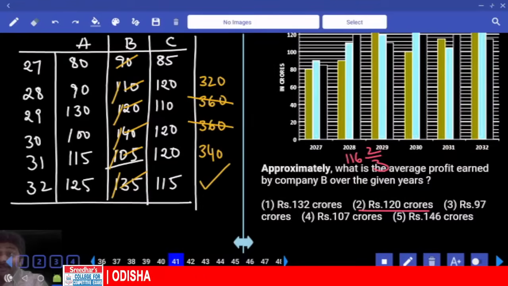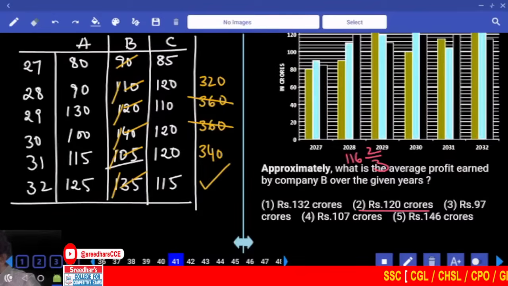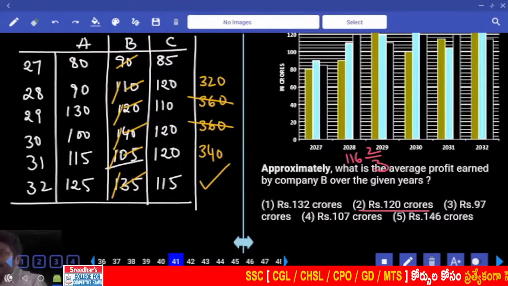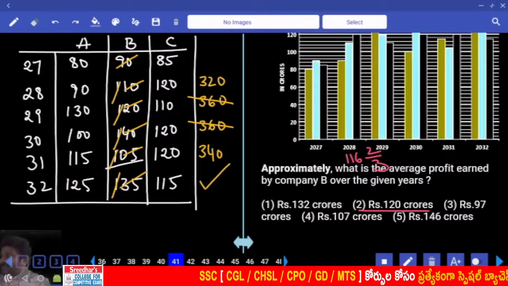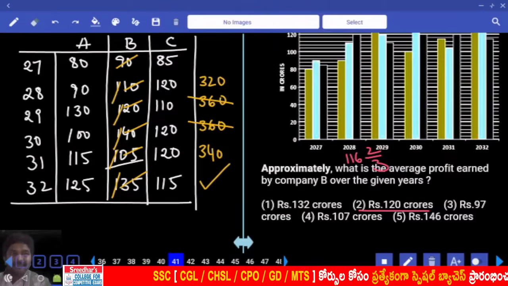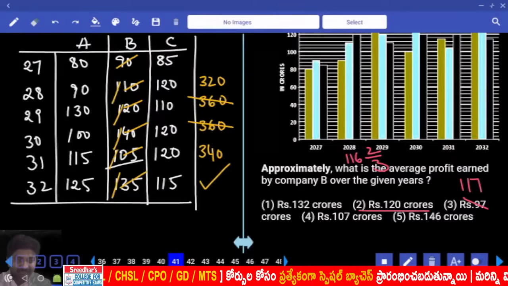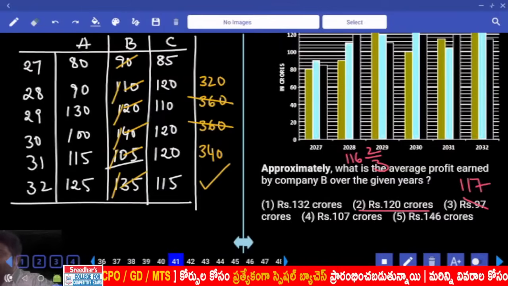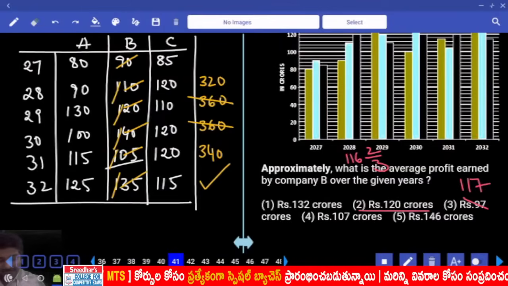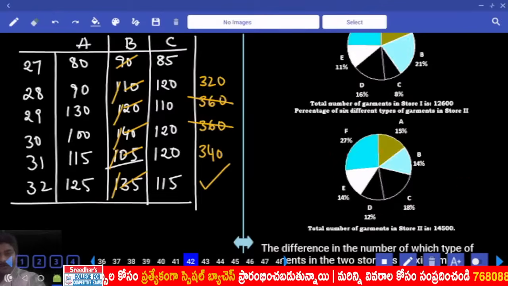If you have 117, definitely we'll go with 117 only. If that is not there, 118. If that is also not there, 119. All these numbers are not there. The closest number to our answer is 120. Clear? In place of the third option, suppose you have 117, answer 117 only. Right.